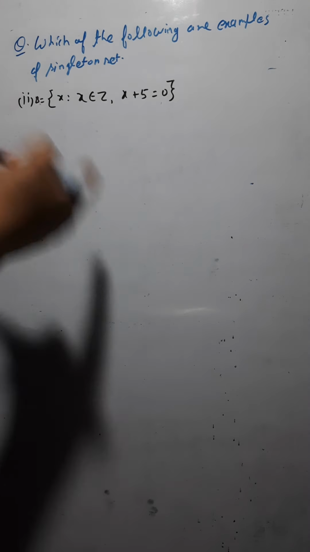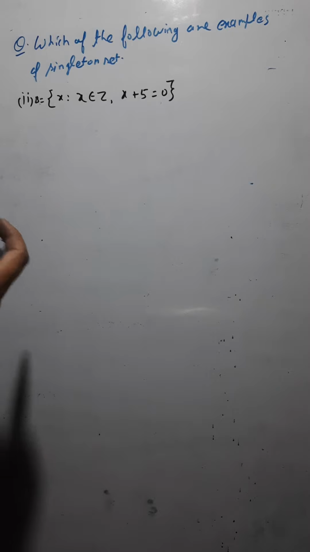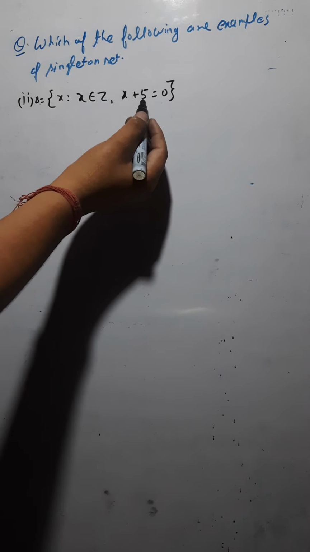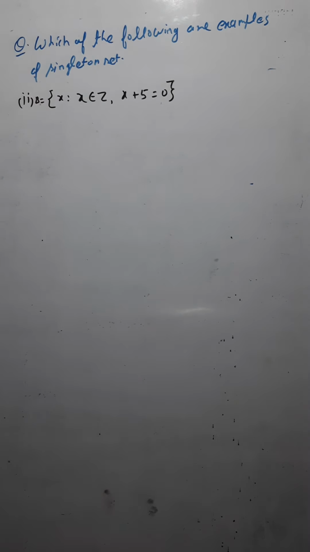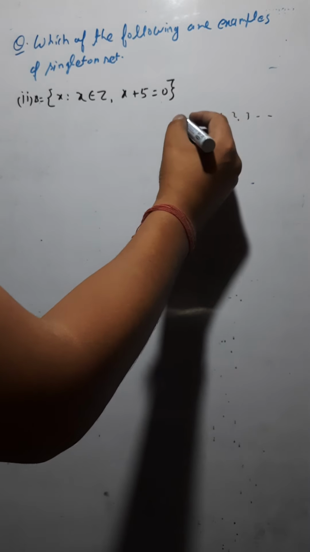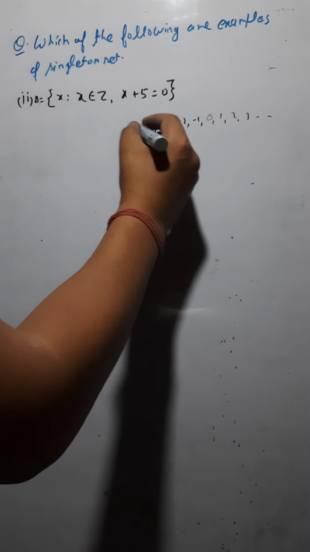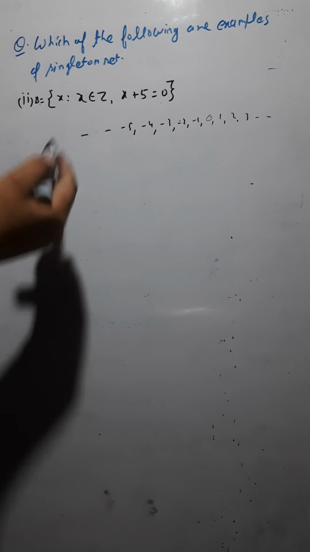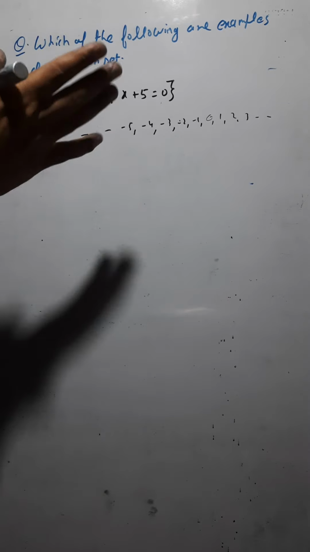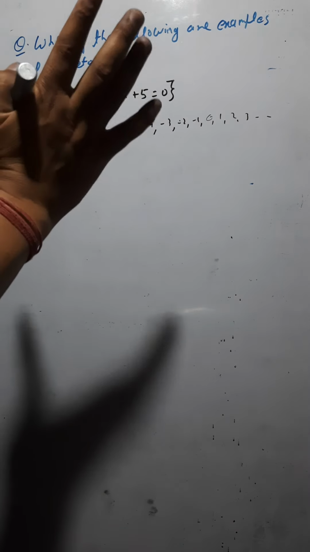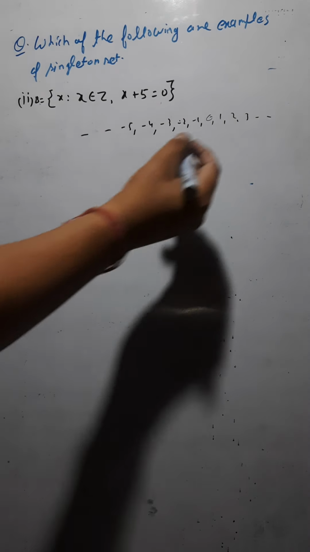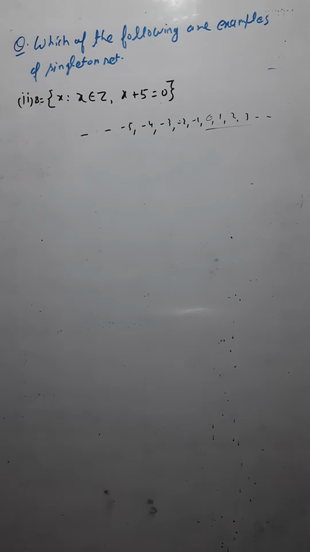So what are the integers in this set? Integers are many, but only those integers you have to take. If you take the value of x and add 5 to it, the answer should be 0. So there are many integers, 1, 2, 3, etc., then you have -1, -2, -3, -4, -5, etc. So what are the possible elements in the set? Let's say x is 0. So is 0 plus 5 equal to 0? No. So 0 is not an element here. 1 also cannot be. It means the positive elements cannot be here. Let's move towards the negatives.